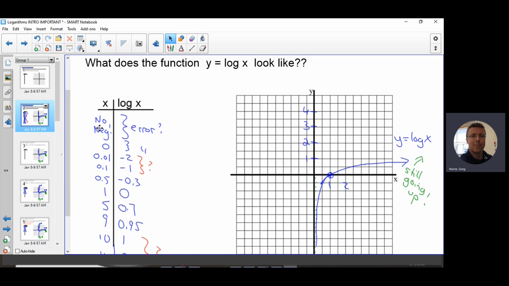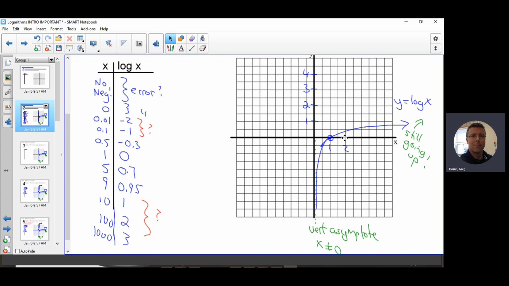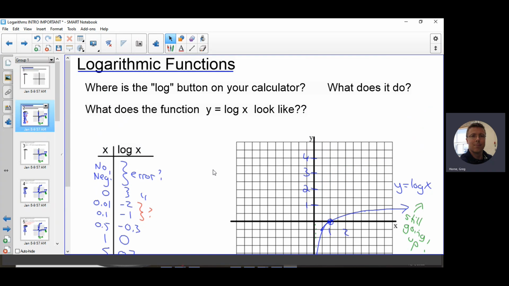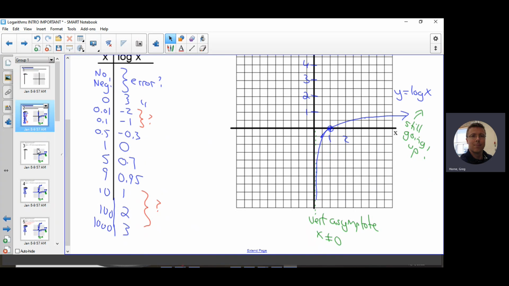You might have found that you couldn't put negatives in. It was giving you error messages. And yeah, you might have just plugged in a bunch of values and you get a graph like that. So that's what it looks like. Let's just keep going to try and figure out what it's actually doing.